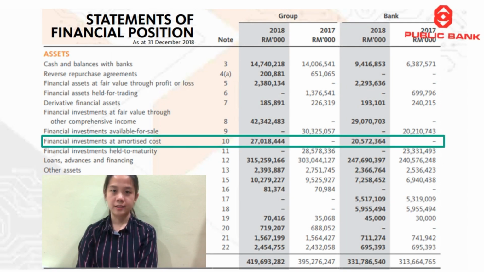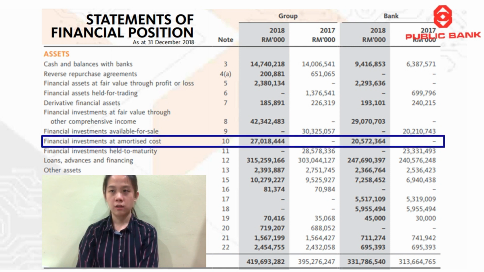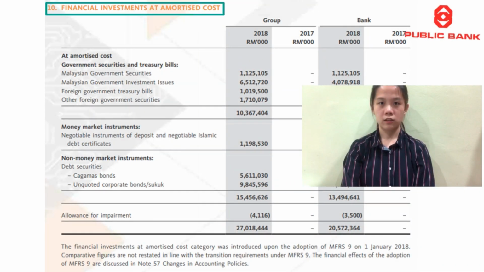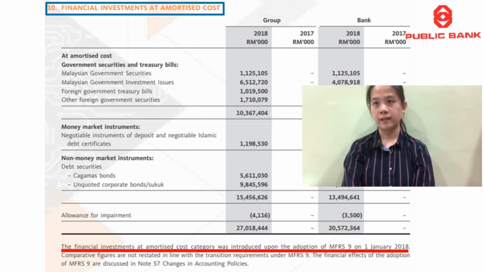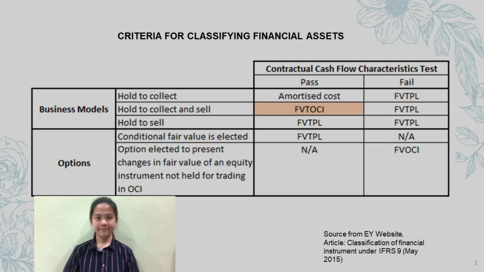Here we show you one example from Public Bank. The statement of financial position as at 31st December 2018 shows financial investments at amortized cost. In the notes to the financial statements from Public Bank, examples of financial investments at amortized cost are government securities, treasury bills and debt securities. The policy of Public Bank based on MFRS 9 is clearly stated on the red line.